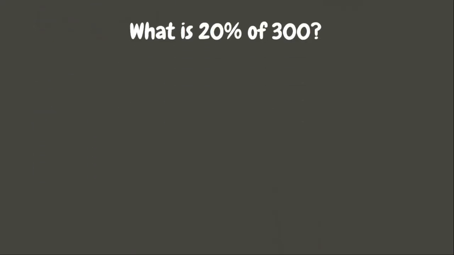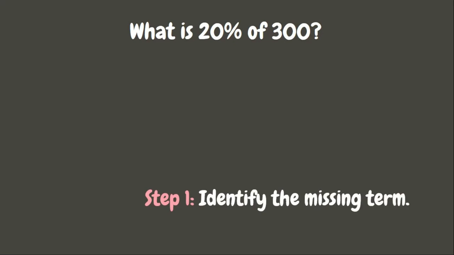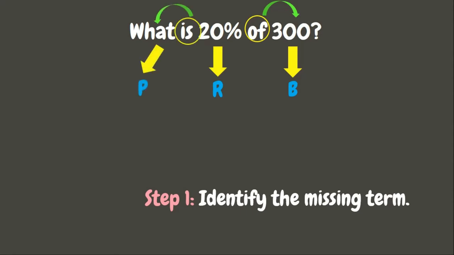Let's try our first example. What is 20% of 300? The first thing that we need to do is to identify the missing term. We all know that if the value or the number has a percent sign, that is the rate. And the number which comes after the word of is the base. That means the missing term is the percentage, which is beside the word is.